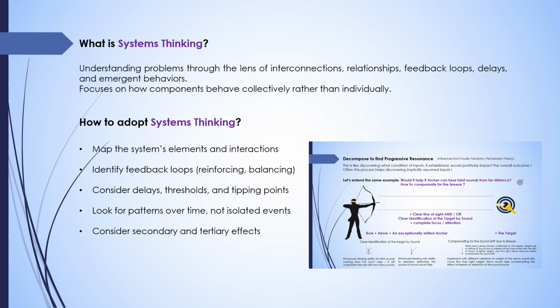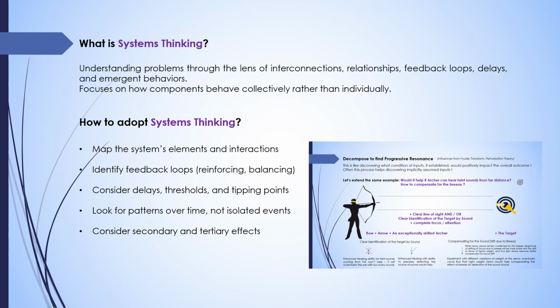The breeze doesn't just affect the arrow, it affects sound propagation. That altered sound changes how the archer perceives the target's position. That perception influences where the archer aims. And where the archer aims determines how the arrow travels through the same breeze. Now, we are no longer dealing with separate variables. We are dealing with a coupled system.